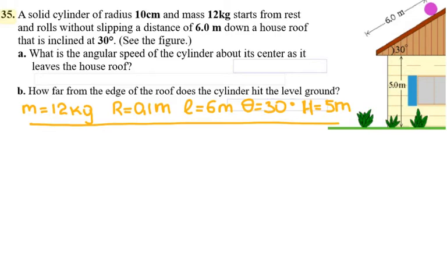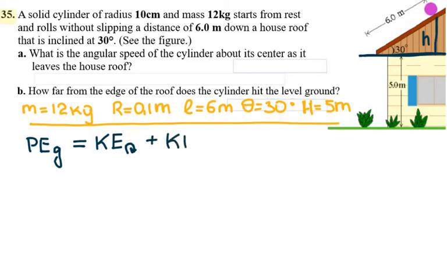And let me choose the black color here. So if this is the height h, then the gravitational potential energy, and I'm going to say the bottom of the roof is potential energy equal to 0. So the gravitational potential energy of the cylinder will go into two types of energy at the end of the roof. One of them is going to be the kinetic energy, rotational. And the other one is going to be just the kinetic energy because it's rotating and moving forward.